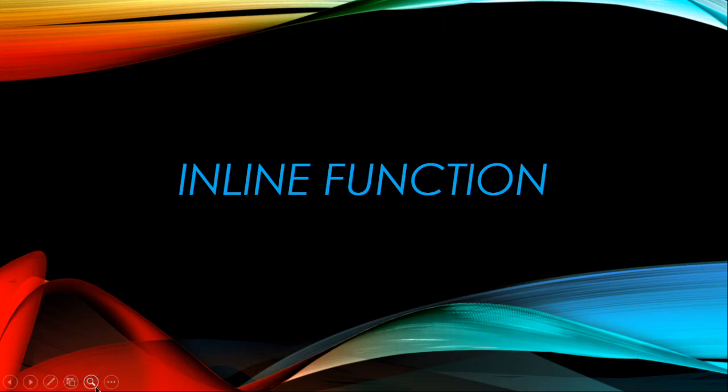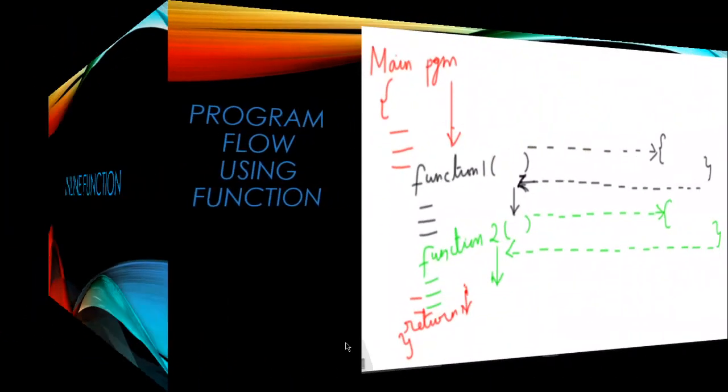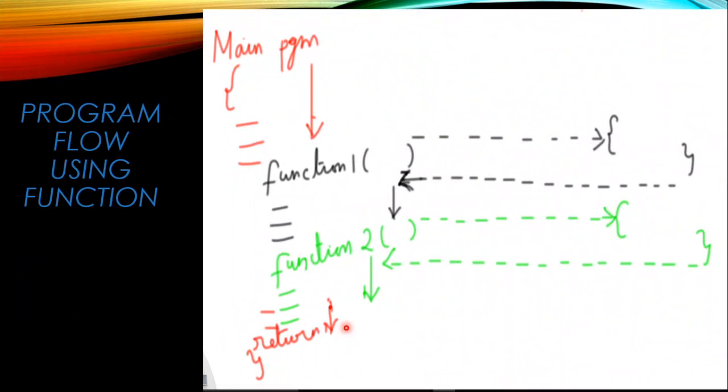Okay, so now let us see the flow of the function. Whenever you have a main program, the program starts with the main entry and then it goes line by line. Now whenever a function call comes, that is, the function name along with the parameters appears in the main flow, that is called a function call.